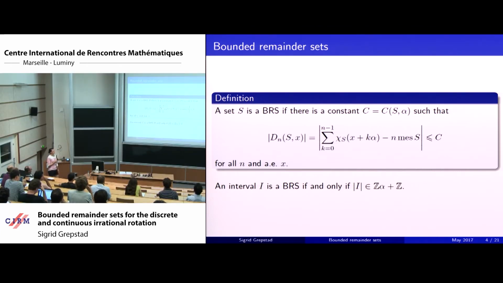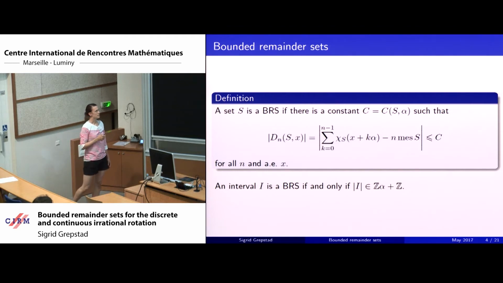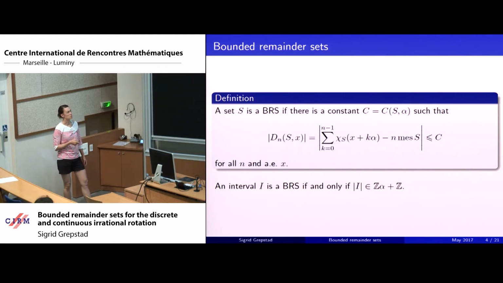If you can find a constant C, which might depend on S and alpha, but which will certainly not depend on X or N, such that this discrepancy in absolute value is bounded by the constant C. And this holds for all n and almost every x. Now this almost every x is fairly natural. As far as I can understand, it's just a matter of not changing this property by changing your set S on a set of measure 0.